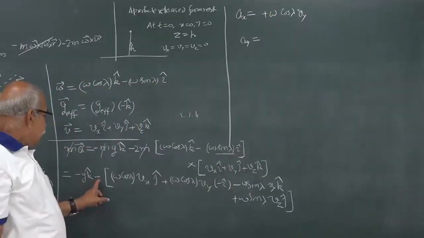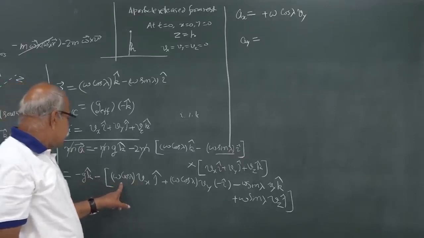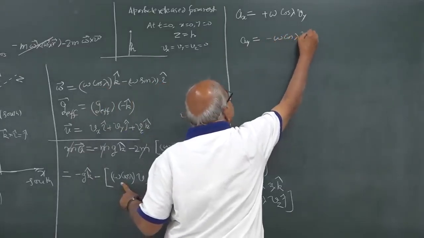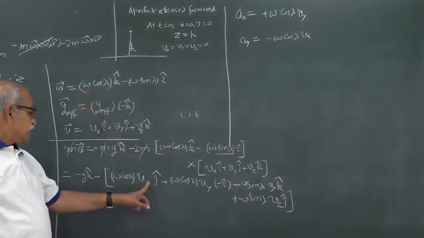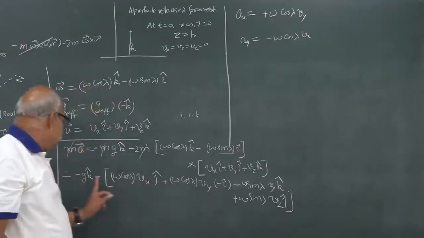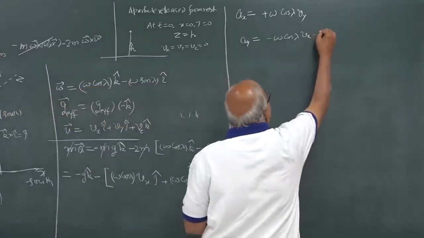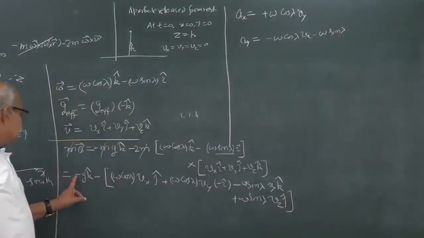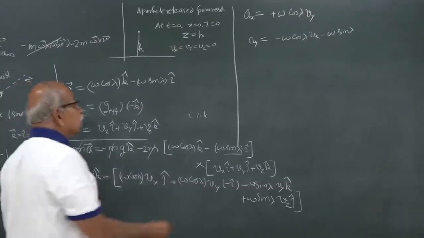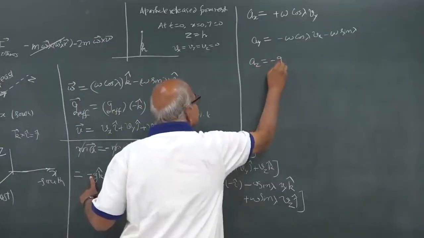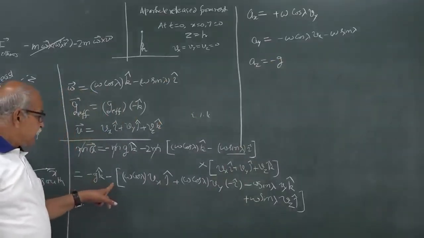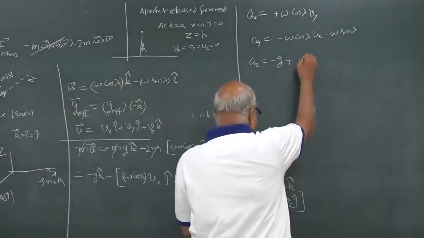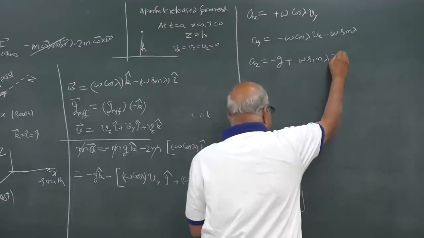So, minus omega cos lambda Vx, j cap. I am looking for j cap, here is j cap, and then here is j cap, minus omega sin lambda, that is j cap. And k cap is minus g. So, Az is equal to minus g, and then for k cap I have to search minus here and minus here, plus omega sin lambda, and then Vy, that is it.